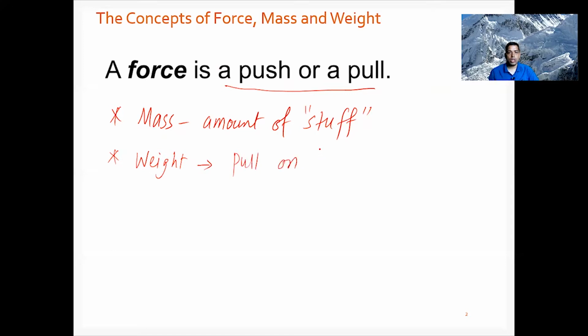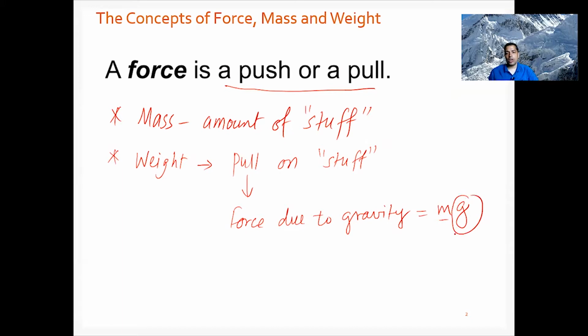A pull on the stuff, meaning mass, right? So pull meaning it's the force. So what kind of force is it? It's the force due to gravity. So what is the force due to gravity? It's mg, mass times acceleration due to gravity.